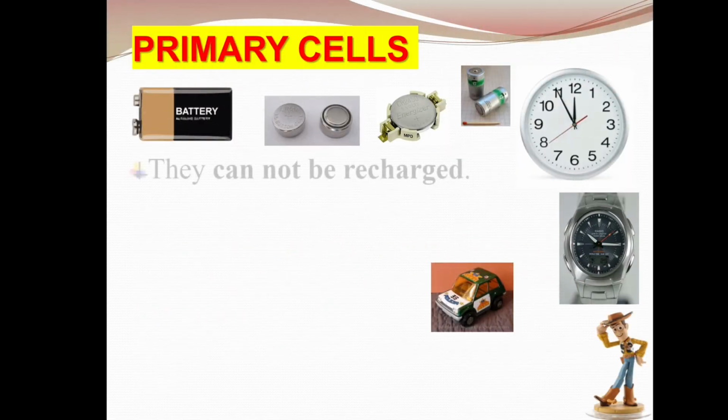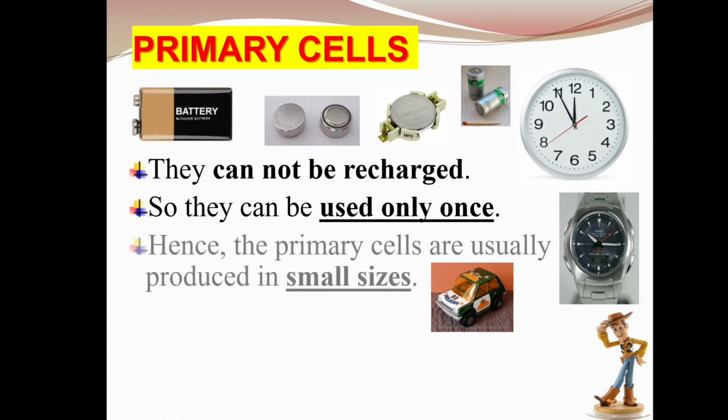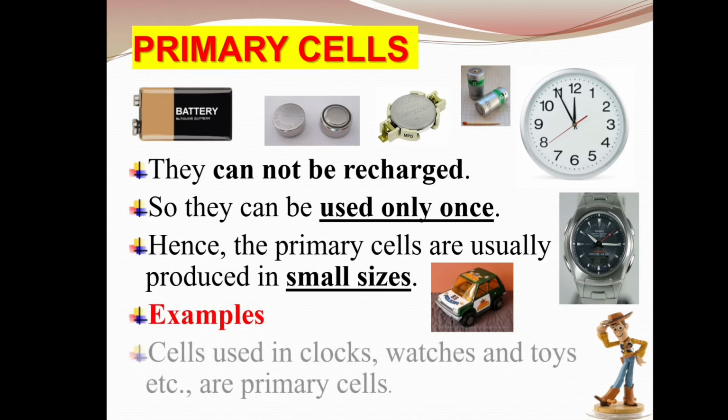Primary cells cannot be recharged, so they can be used only once. Hence, primary cells are usually produced in small sizes. Examples: cells used in clocks, watches, and toys are primary cells. So, what are the main things in primary cells? They cannot be recharged, so they can be used only once, and they are usually produced in very small sizes.